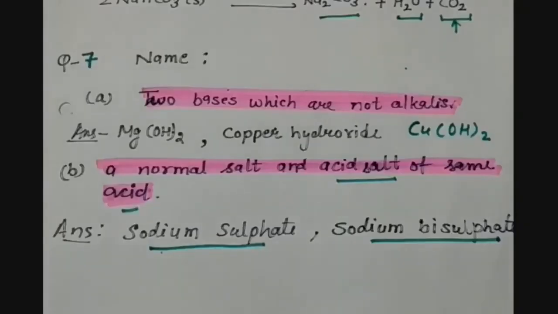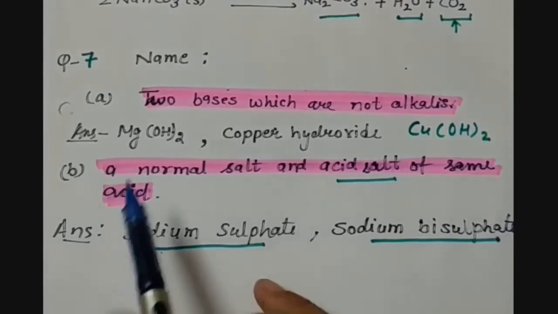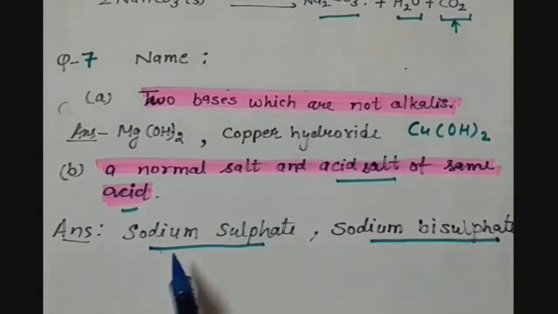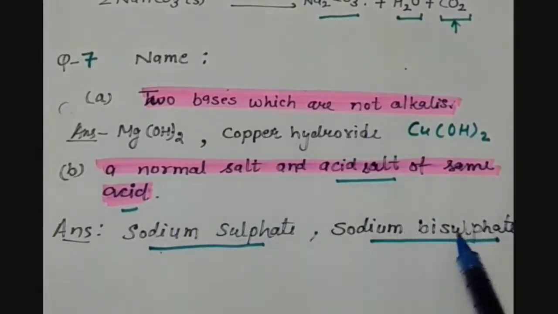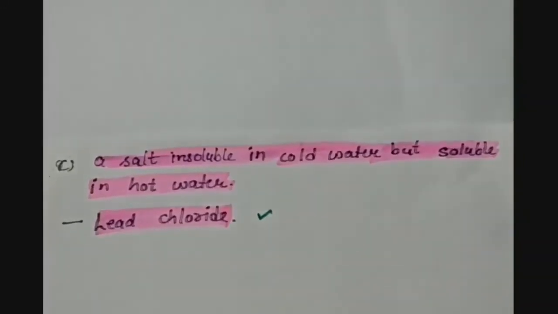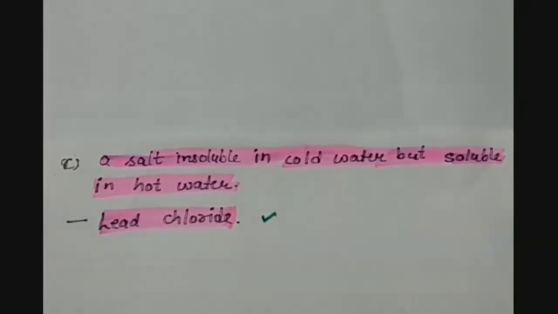Bases which are not alkalis. The alkalis are the bases which are soluble in water. We have to give the example of two bases which are not soluble in water, and that is magnesium hydroxide and copper hydroxide. Then we have to give a name of a normal salt and the acid salt of the same acid. So we have sodium sulfate and sodium bisulfate. And the third is we have to name a salt insoluble in cold water but soluble in hot water, and that is lead chloride.